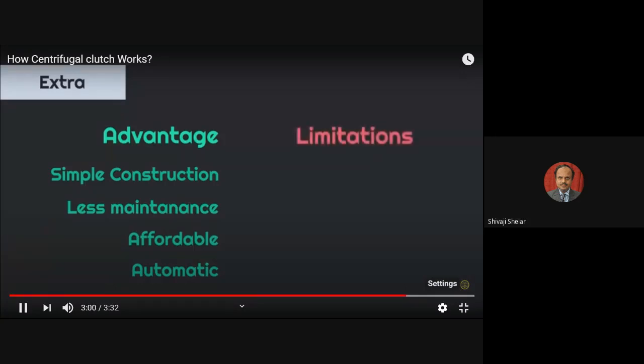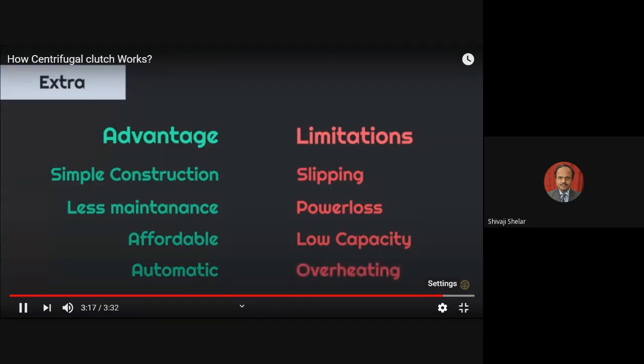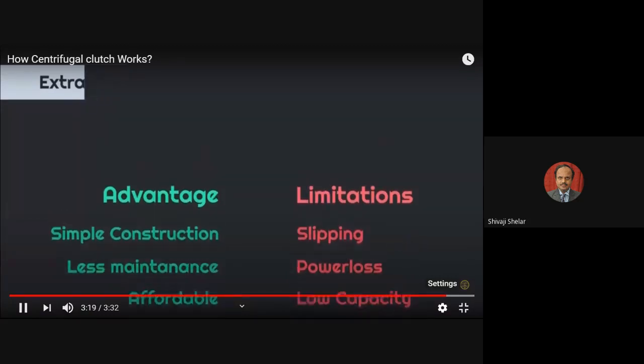If we talk about limitations, the main limitation of centrifugal clutch is slippage. Slippage in the clutch leads to higher power loss during transmission at higher speed, which results in poor power transmitting capacity. One more issue is overheating of the clutch due to the major slippage problem.